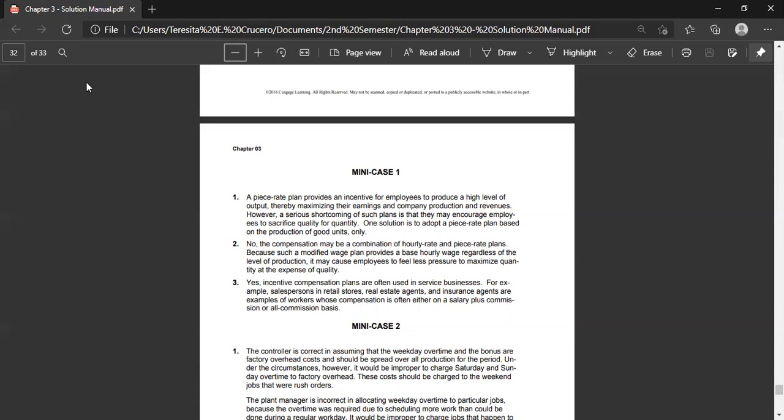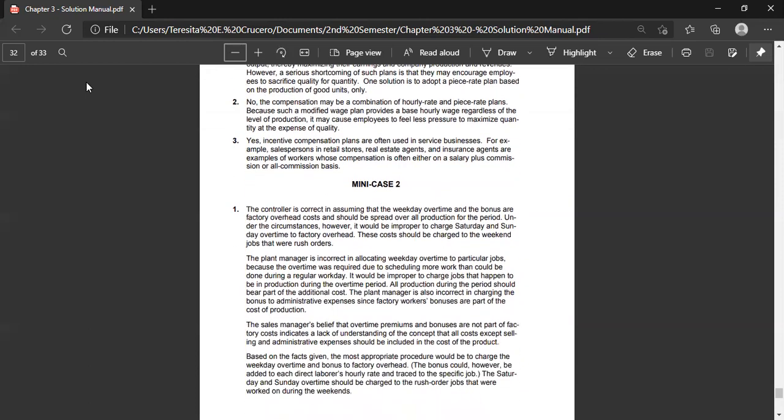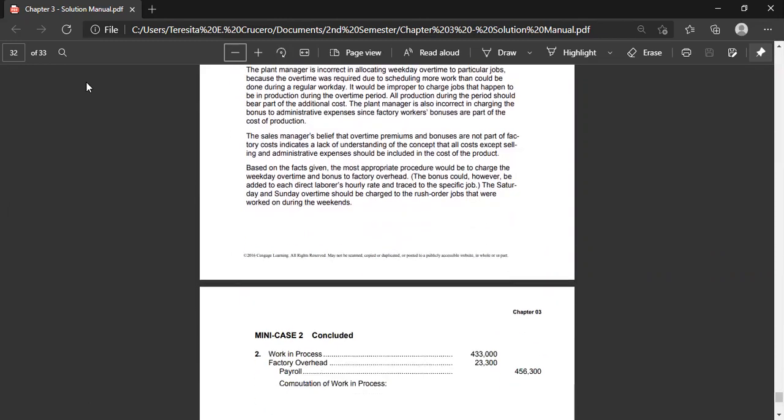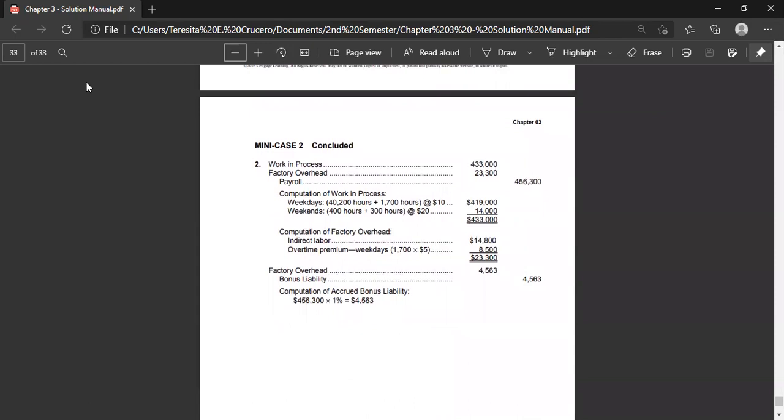Now I will give you the solution to mini case number 2. Just study this. Mini case number 2. Here you have the concluded solution. Prepare journal entries to illustrate the position you support, including the accrual for the bonus.